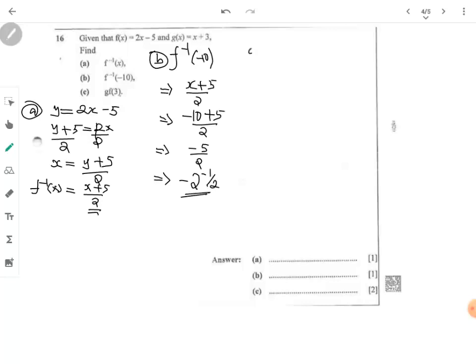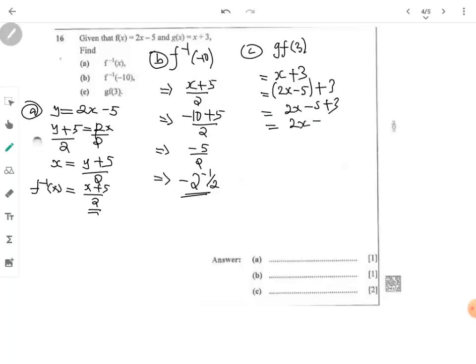C says g of f of 3. What this means is that since I don't know what g of f is, I need first to find g of f. Once I find g of f, now where there's x, I put 3. Now this means in the function of g, which is x plus 3, where there's x, I put f. So here where there's x, I put f plus 3 here. So this would be 2x minus 5 plus 3. This would be 2x minus 2.